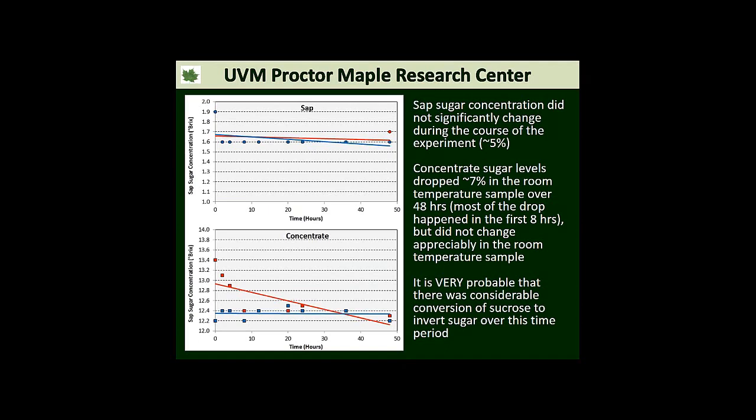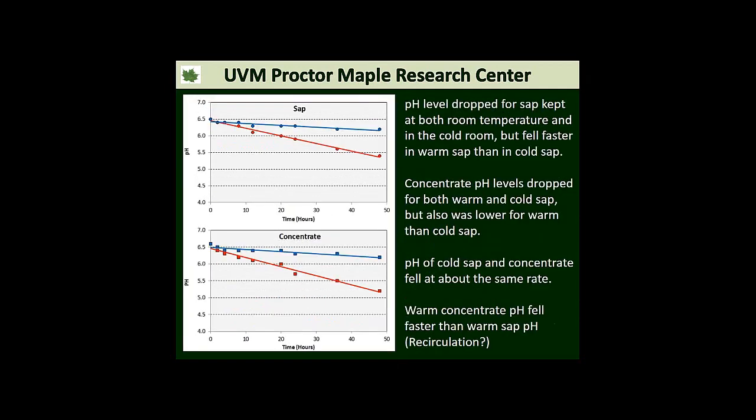If we look at sap sugar, really there wasn't a lot of effect except that you are losing a little bit of sugar over time. Not a huge amount, but you're losing a little bit of sucrose over time, and you're converting a small amount into glucose and fructose. But if you look at pH, that's another thing. Again, the same type of relationships, where the colder you kept it, the slower it happened, whether it was in sap or concentrate. But warmer and longer periods of time meant the sap pH kept dropping and dropping. So you end up with sap that's really starting to get sour, not real good quality sap.